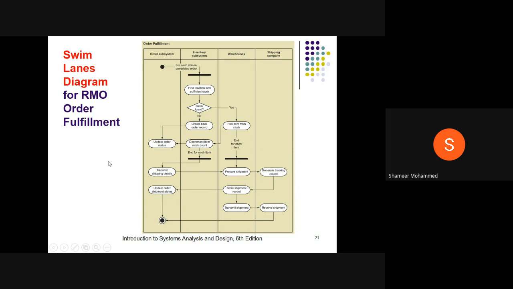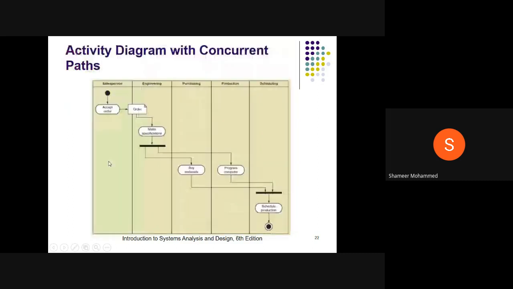I will take some more examples, simple examples. This is the same example written with some other notations here. So can you see here? This is called splitting the task. Make specification. That means you are buying a computer or hardware. So buy the material and program the computer. Then you are going to schedule the production.